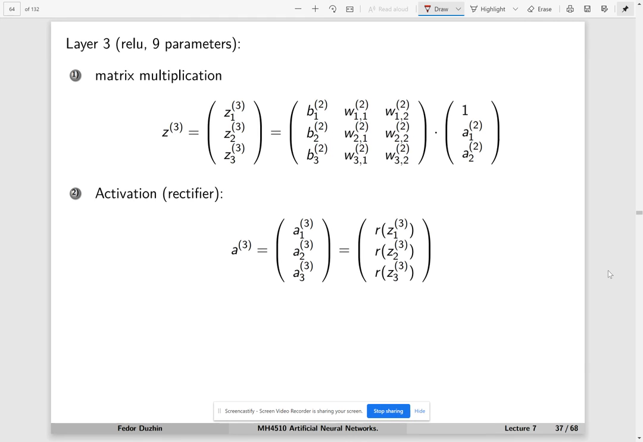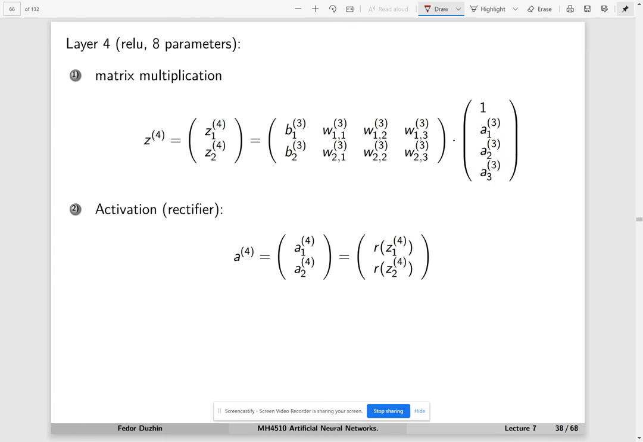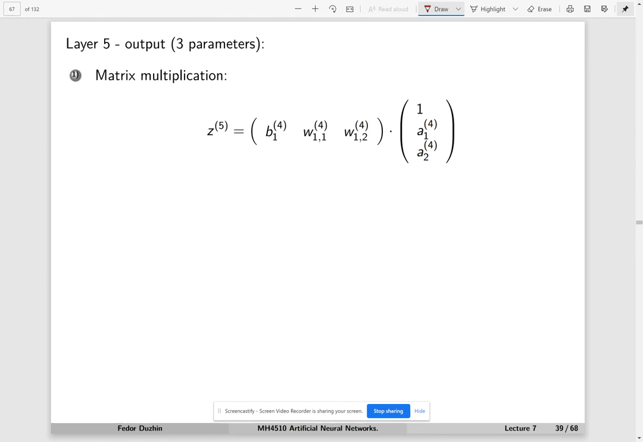And then once we computed this Z, we apply our activation, which is the linear rectifier, to every entry of Z, and this is how we calculate A. And this A becomes the output of our layer 3, which is also the input of layer 4, right? So the input of layer 4 is our A3. And then we can, again, do some matrix multiplication, and then we apply an activation, which is, again, the rectifier. And then finally, we have our layer 5, which is the output, right? So then we do the same thing.